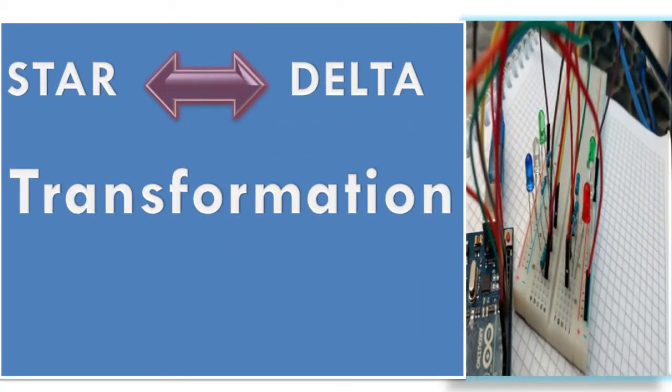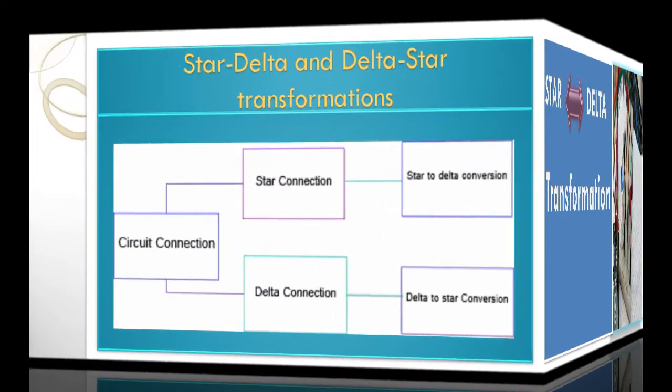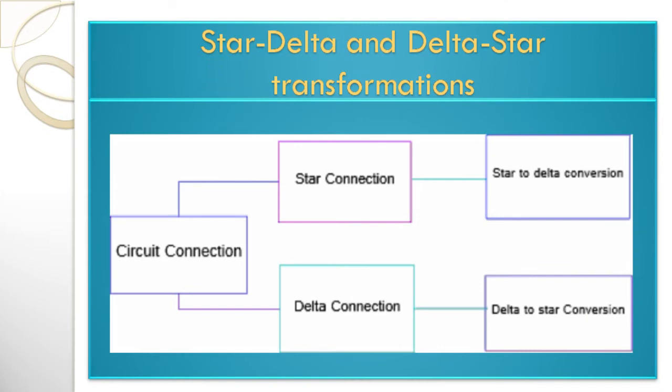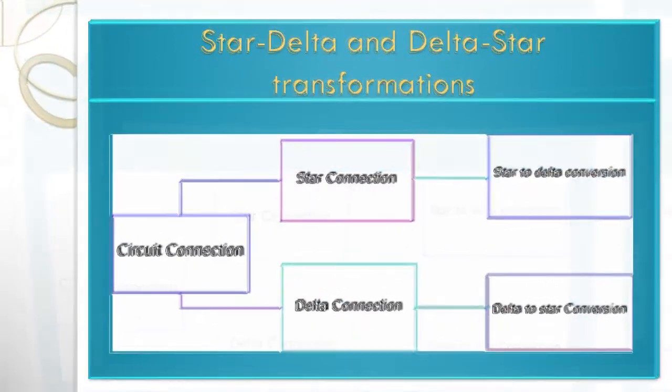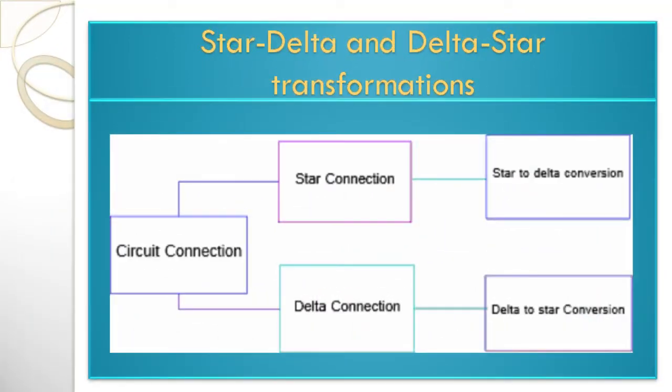Let's study delta to star transformation and star to delta transformation of electrical circuits. Star-delta and delta-star transformation have a mapping like this. Select a circuit connection as per the requirement, either star connection or delta connection. Convert the selected connection into either delta form or delta network, or star form or star network.